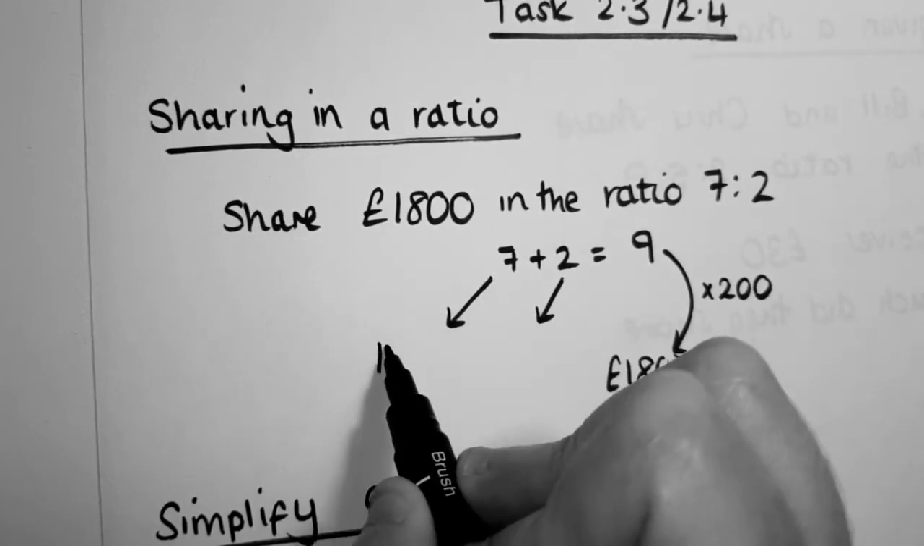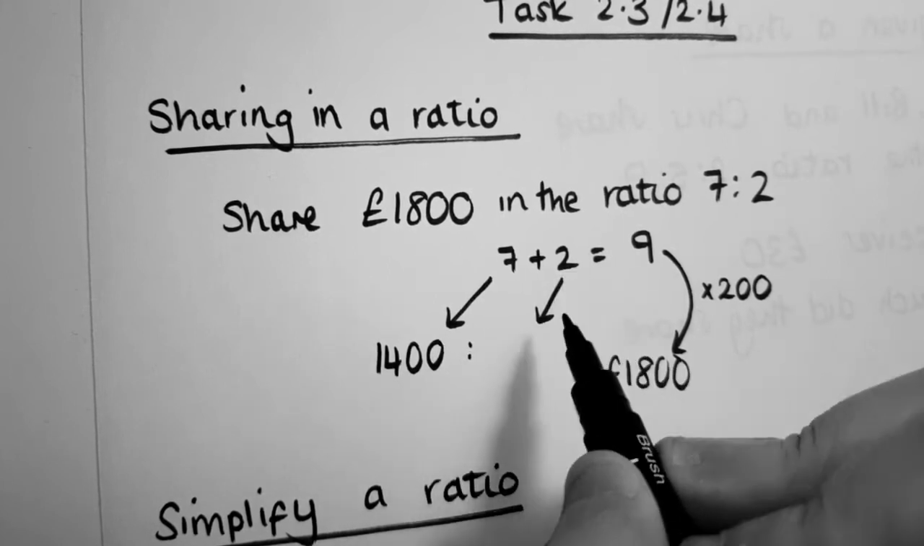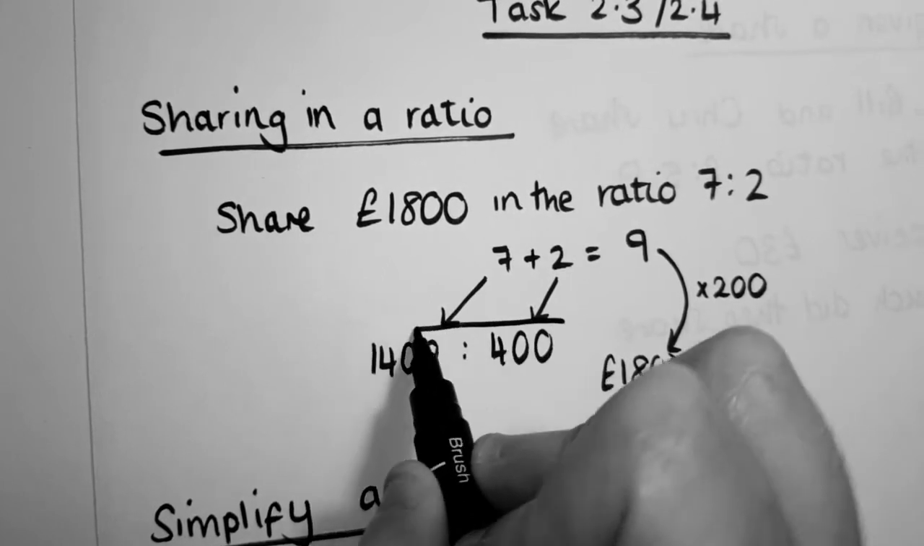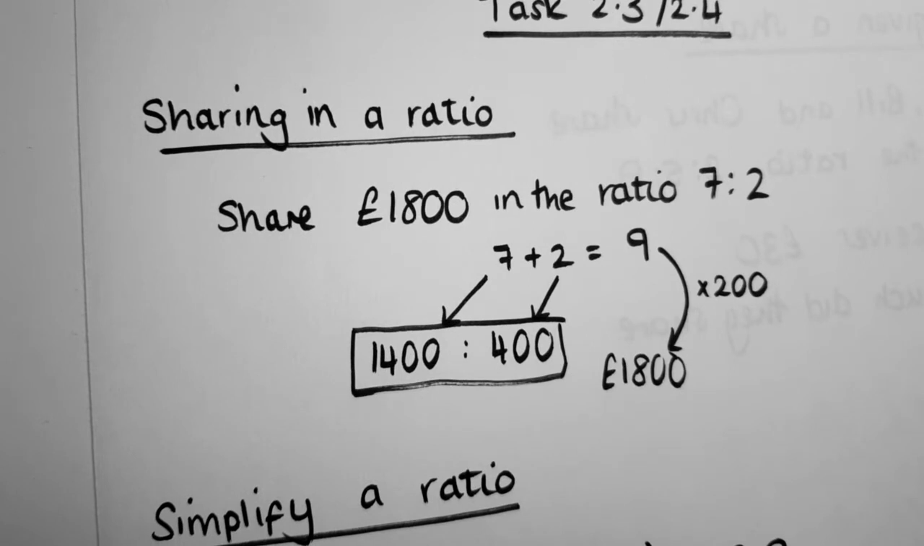First person, 7 times 200 is 1,400. 2 times 200 is 400. That's it. I've shared in a ratio. Okay.